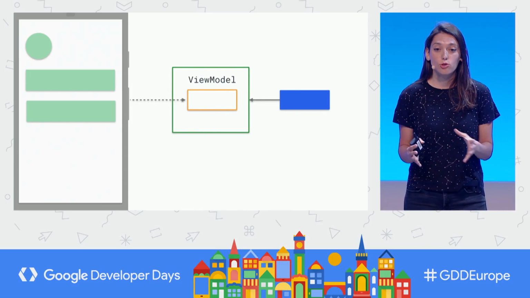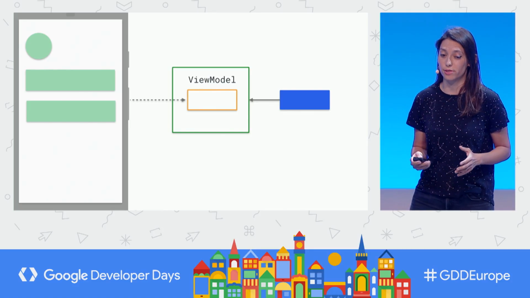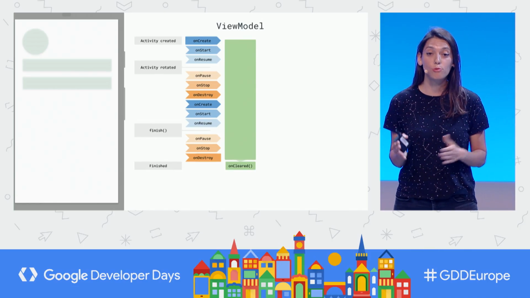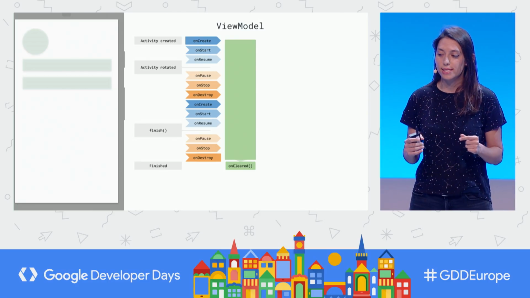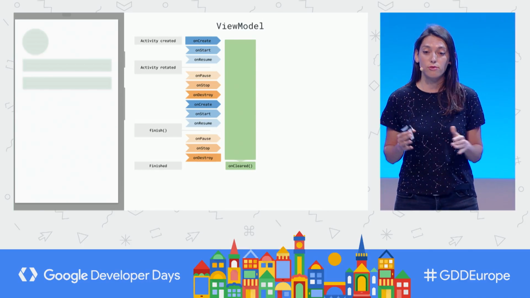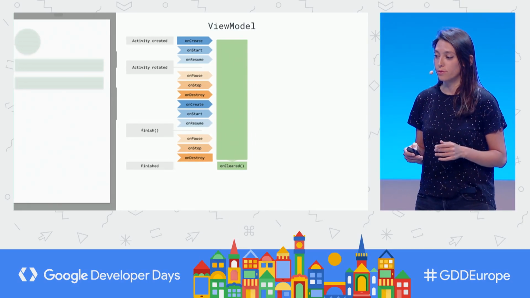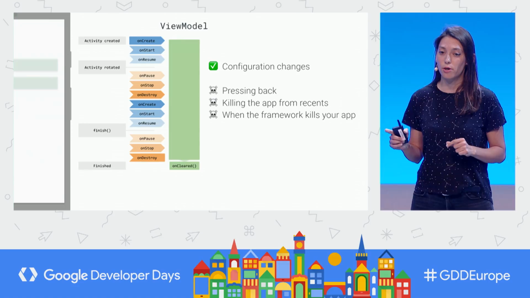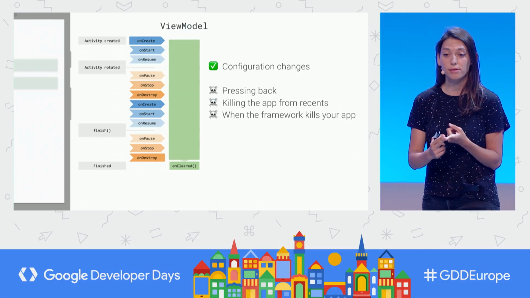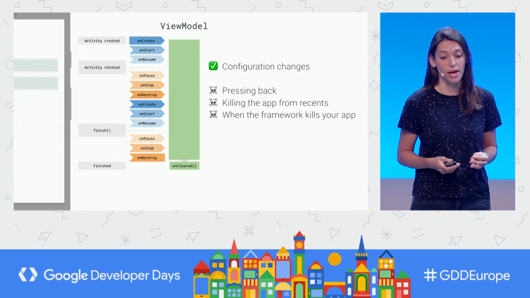The class designed to store and manage the UI data that survives configuration changes is the ViewModel. So let's see how the lifecycle of the ViewModel actually looks compared to the activity lifecycle. We can see that we can create a ViewModel only once the activity is created. And then the ViewModel will only be destroyed when the activity is finished. So more precisely, the ViewModel survives configuration changes, but it will not survive pressing back on your phone, killing the application from recents, or when the fragment kills your application.